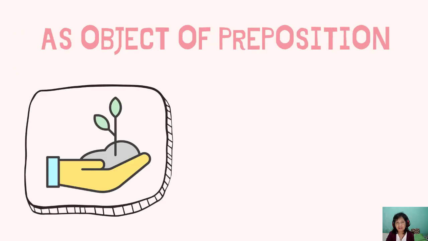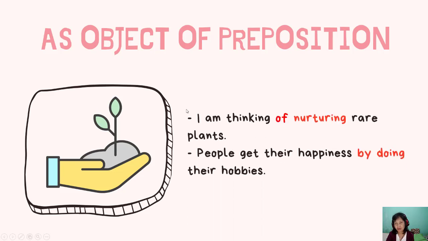Okay, let's go on to the next position, as object of preposition. So whatever preposition you have, it must be followed by gerund. In thinking of nurturing rare plants, the preposition is of. People get their happiness by doing their hobbies. By, this is the preposition.